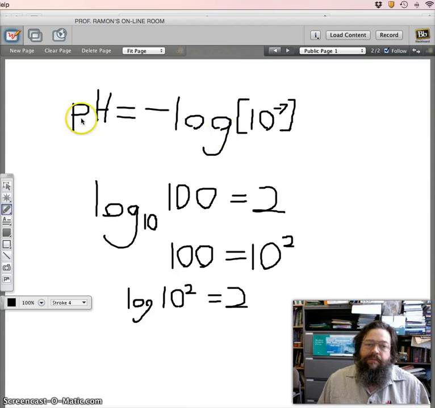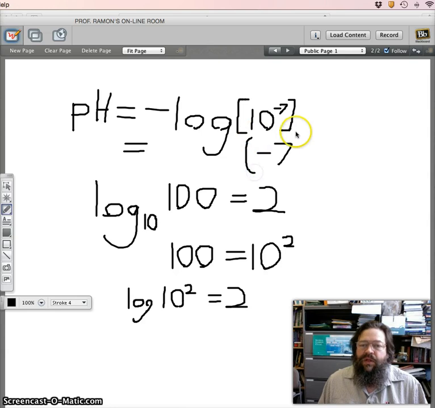So going back up here, if the pH is equal to the negative log of the hydrogen ion concentration, and the hydrogen ion concentration is 10 to the minus 7, the log of 10 to the minus 7 is minus 7. But of course the pH is not the log of the hydrogen ion concentration, it's the negative log of the hydrogen ion concentration. So my pH here is not negative 7, but negative negative 7. In other words, it's 7.